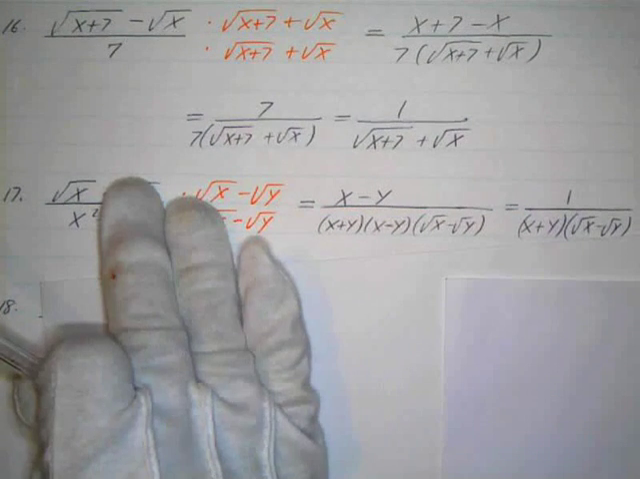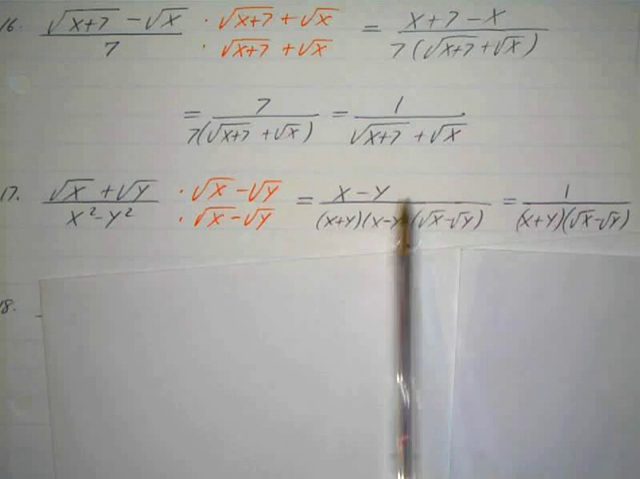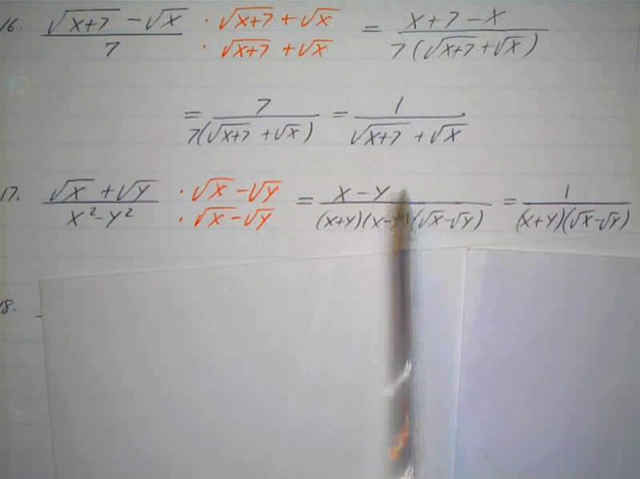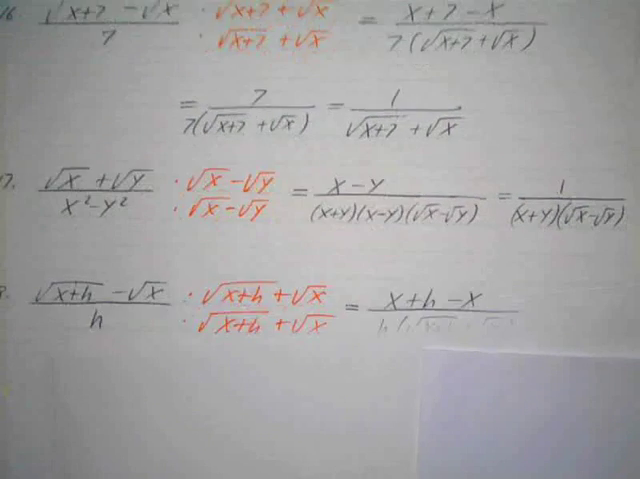I'll move that over for you a little bit. So again, this is just like times 1. I can think of that as times 1. Cancel those, so I have 1 on the top. Okay, the last one, number 18.